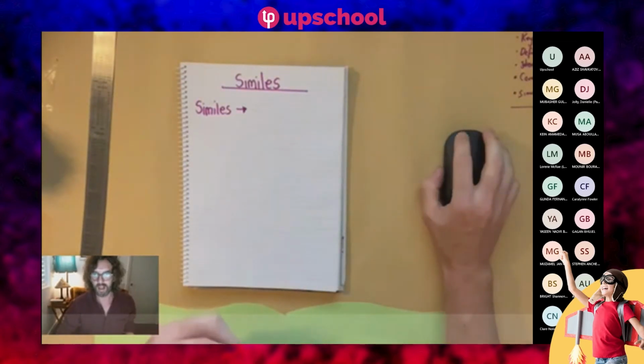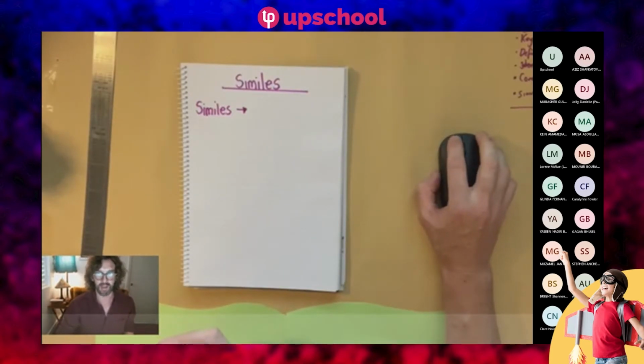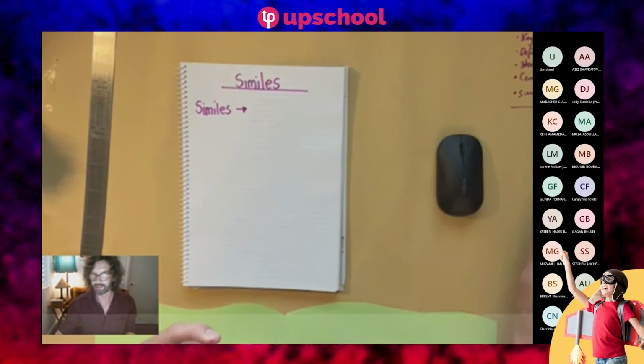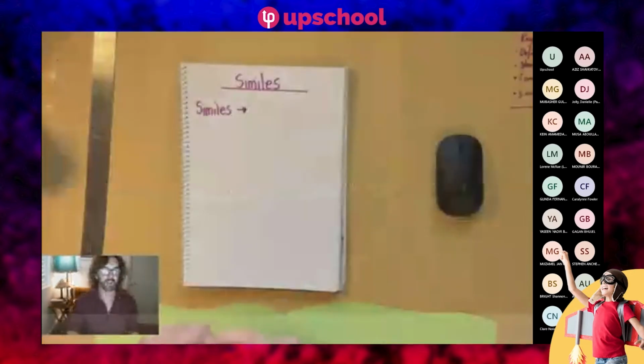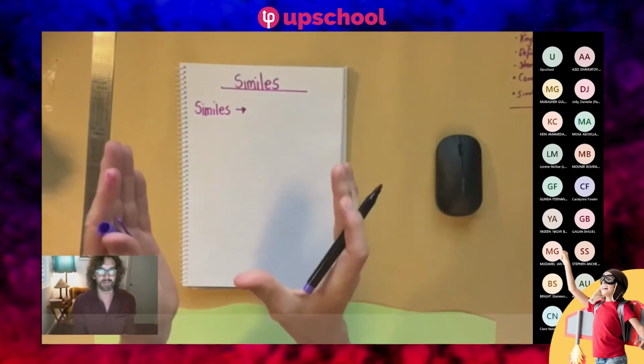So, similes. What are similes, and how do we use them to make our writing better? That's a very good question. Let's have a look at the definition of what a simile actually is. It's a description involving a comparison of one thing with another. To make it really simple for your books, a simile is when we compare one thing to another, and I'll give you an example in just a second. But before I do, let's go back and look at the definition. Let's write down what a simile is, and I'm going to make it really simple so I can remember it.